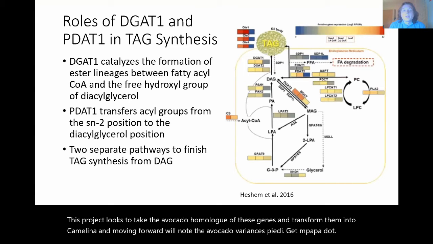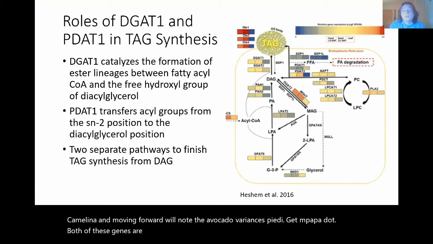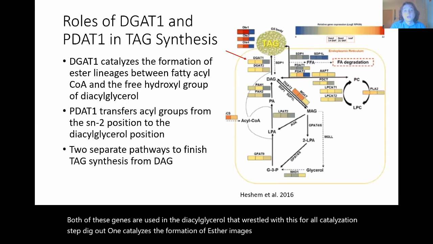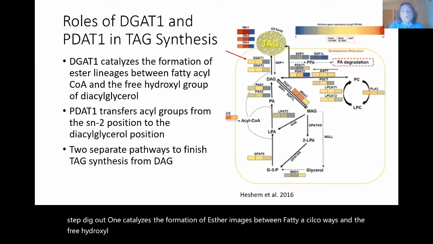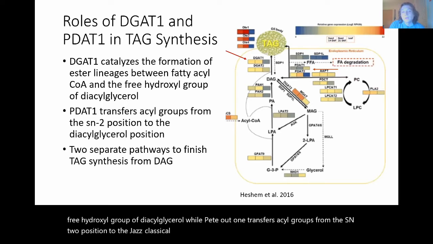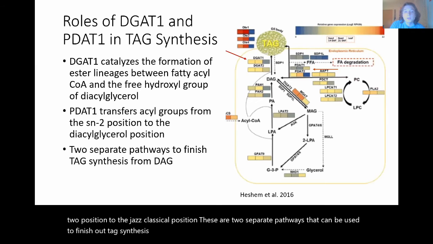Both of these genes are used in the diacylglycerol to triacylglycerol catalyzation step. DGAT1 catalyzes the formation of ester linkages between fatty acyl-CoAs and the free hydroxyl group of diacylglycerol, while PDAT1 transfers acyl groups from the SN2 position to the diacylglycerol position. These are two separate pathways that can be used to finish out TAG synthesis, and both have been shown to be rate limiting in some regard.